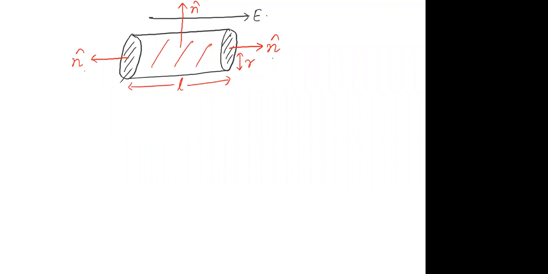Sir, one is this, another one is this, and the third one is this. How many directions can you see here? 3. Obviously there are three directions of area vector. For this right surface, the area vector is towards right. For the left surface, area vector is towards left. And for the curved surface, area vector is towards y-axis.